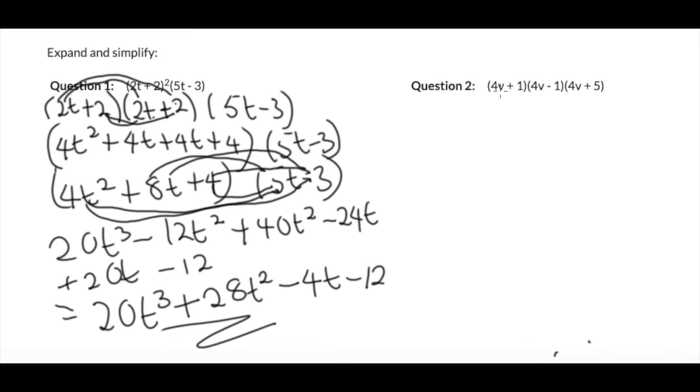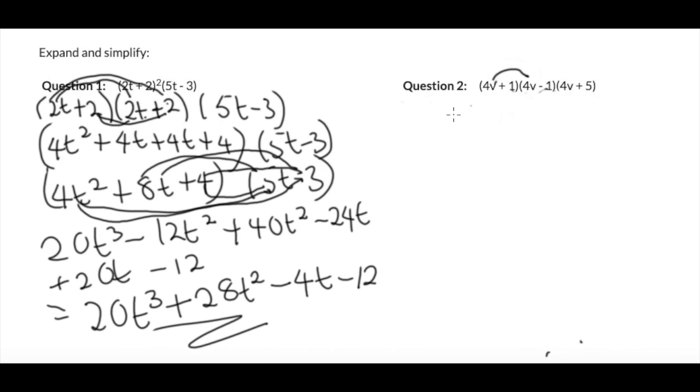And then for the next question, this is a bit simpler. So you do 4v times 4v, which is 16v squared, and 4v times minus 1, which is minus 4v, then 1 times 4v, which is plus 4v, then 1 times minus 1, which is minus 1. And you put that in brackets, and you have 4v plus 5.